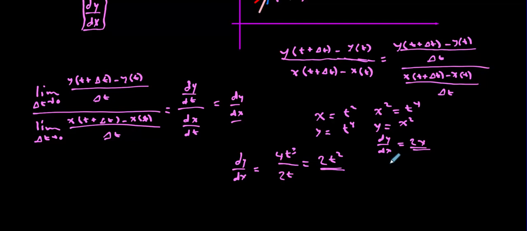Now that's all you have to do. You're not using the quotient rule, anything like that. You're just taking the derivative of the y component with respect to t over the derivative of the x component with respect to t.